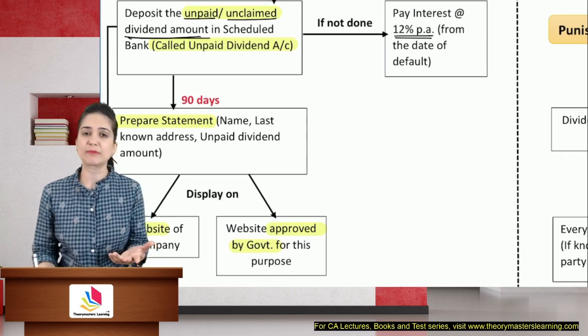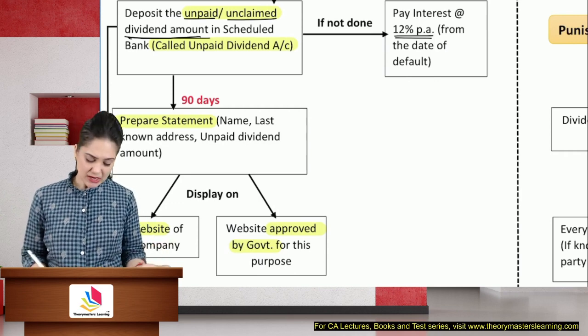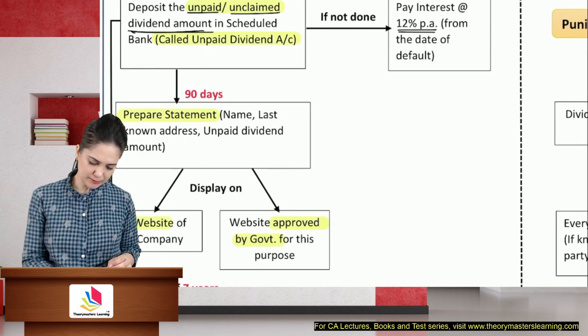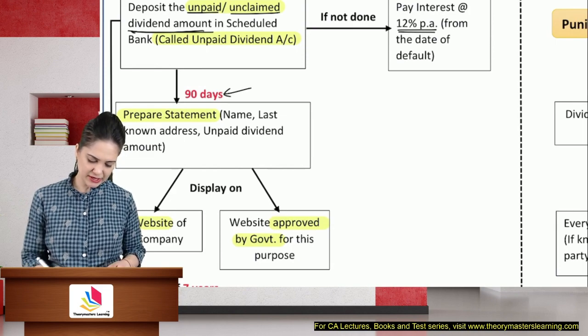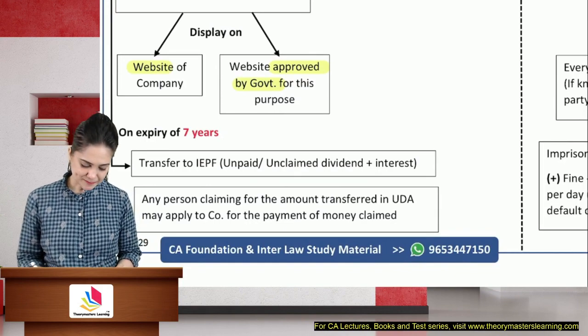Then maybe his account number was incorrect, or he has not updated his change of residential address with the company. So to enable that, we ask the company to upload the statement within 90 days on the website of the company, as well as the website approved by the government for this purpose.